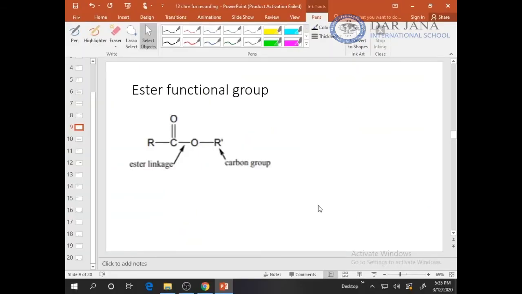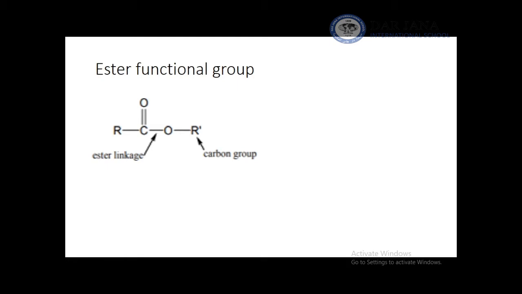Here we have the ester functional group. The ester functional group is a key structural feature. This is the structure of an ester. The ester functional group is a key structural feature in fats, oils, and other lipids. It is also found in fruits and flowers. Many esters are fragrant and represent some of nature's most pleasant odors.